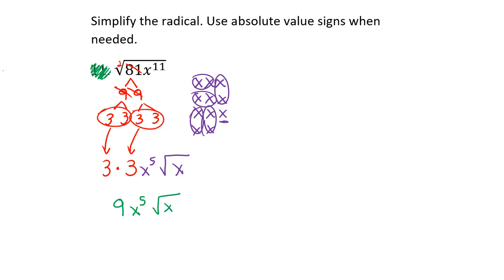Now, our index is even. This is a square root. We do have a variable with an odd exponent, so we do need absolute value signs to ensure that we have an answer that is the principal root.